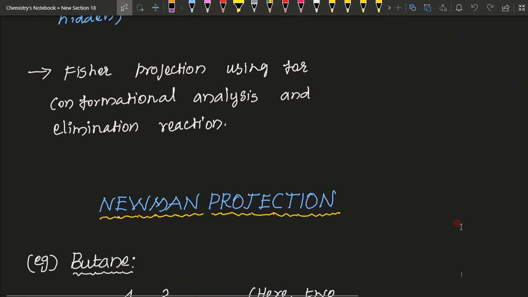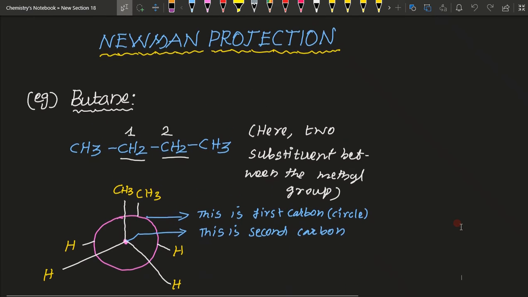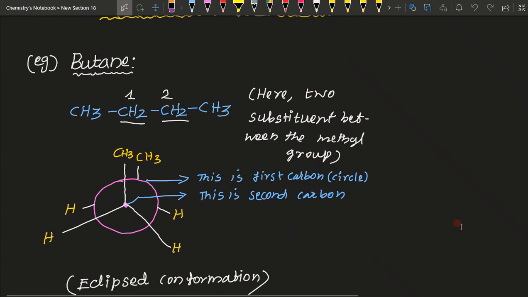Next one, Newman projection. For example, butane. Here the substituents are between the two methyl groups. This is the methyl group, this is the methyl group. These both are substituents. See, butane. This circle is the first carbon.